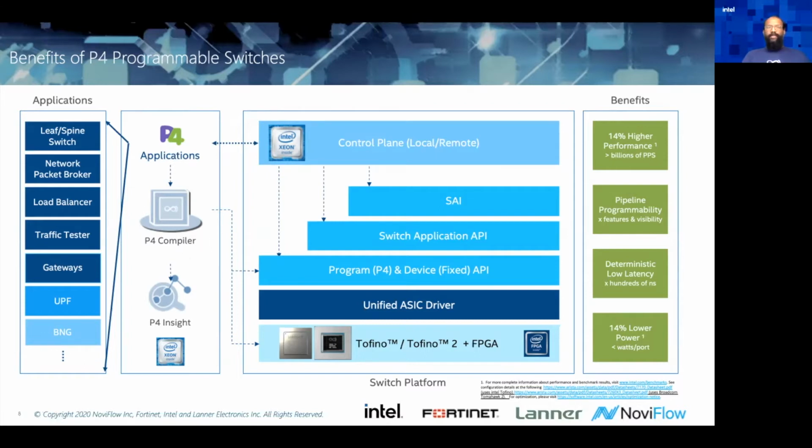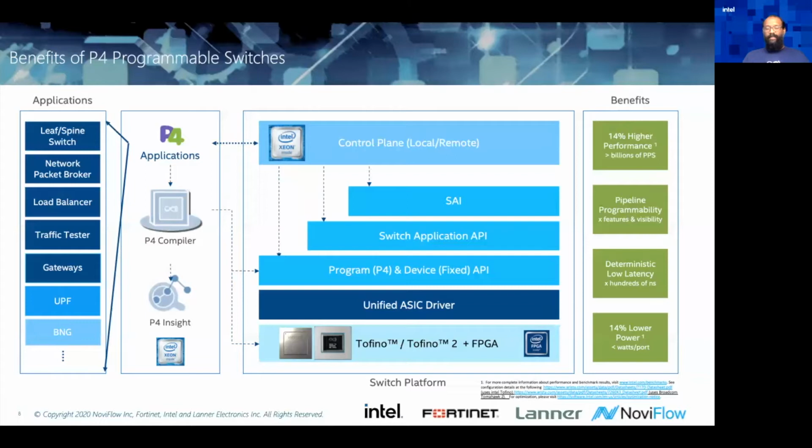People can develop all kinds of applications, leaf spine, switch, L2, L3 functionality. You're seeing people develop network packet brokers, load balancers, even traffic testers to be able to test, generate multi-terabits of traffic to test your networking devices or networks. Things like cloud gateways and then UPF and BNG and other emerging use cases that are coming into the market. So just goes to show you the power of the programmability of Tofino and Tofino 2.